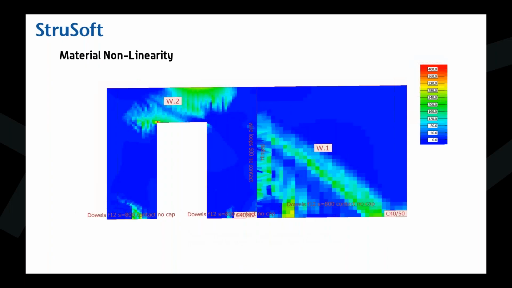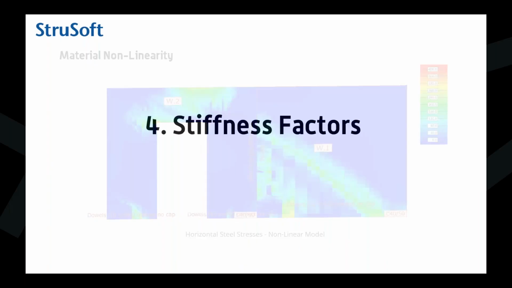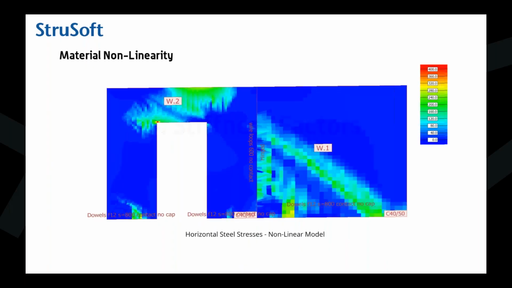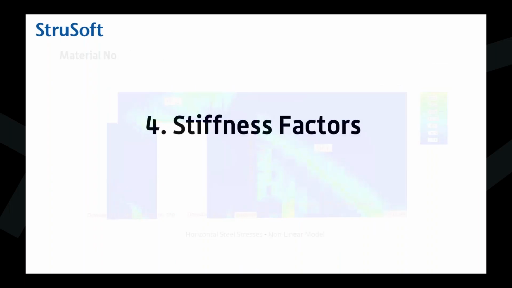And finally, we get the rebar stresses, and we also get the strains out of the system, so we can check the ductility of the system. But of course, the calculation penalty is really high. For these two walls, it takes about 2 minutes to calculate with the cracked model. So the calculation penalty is high.